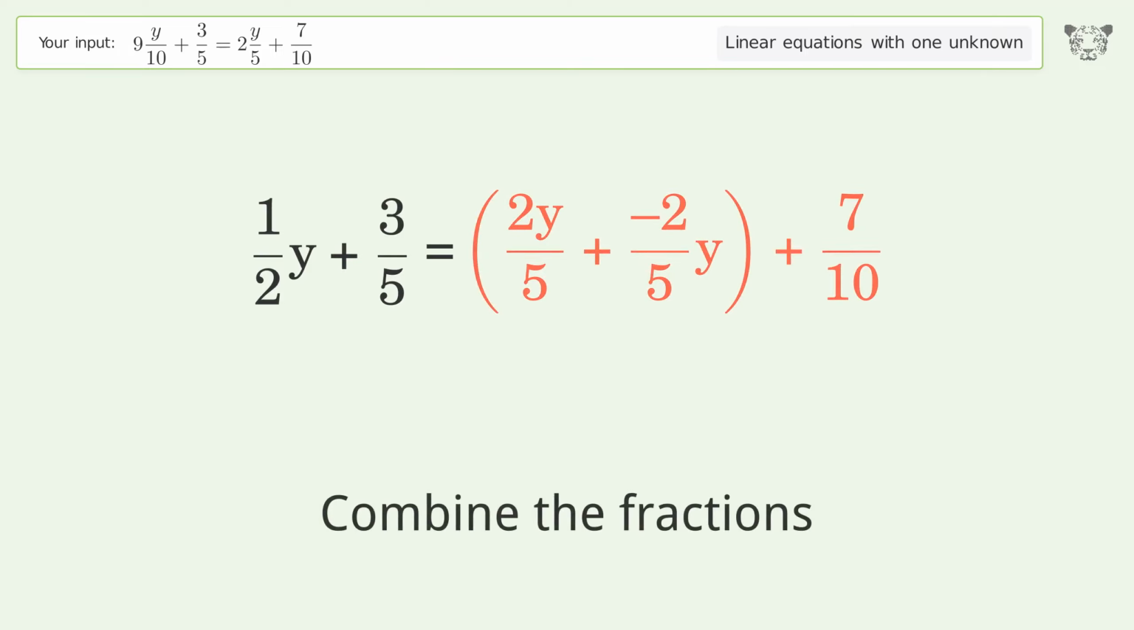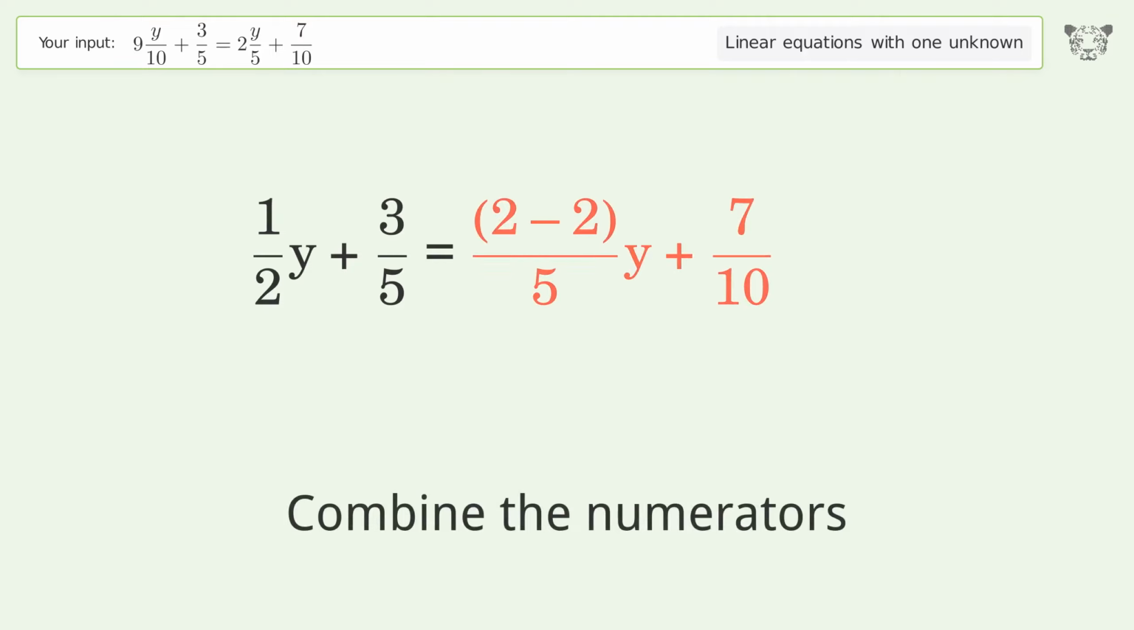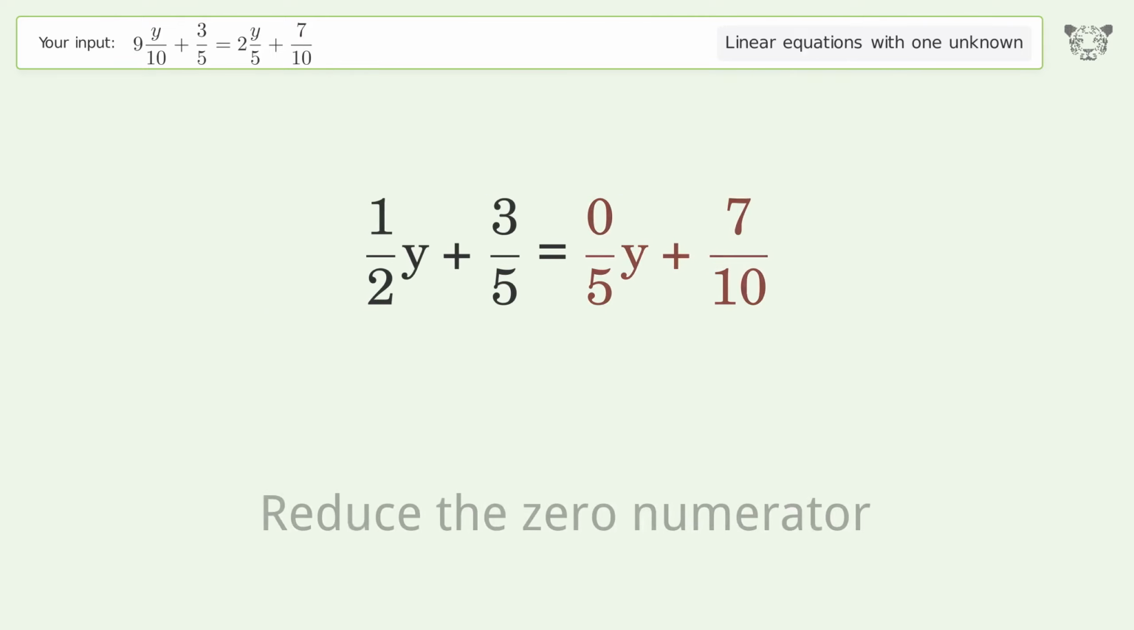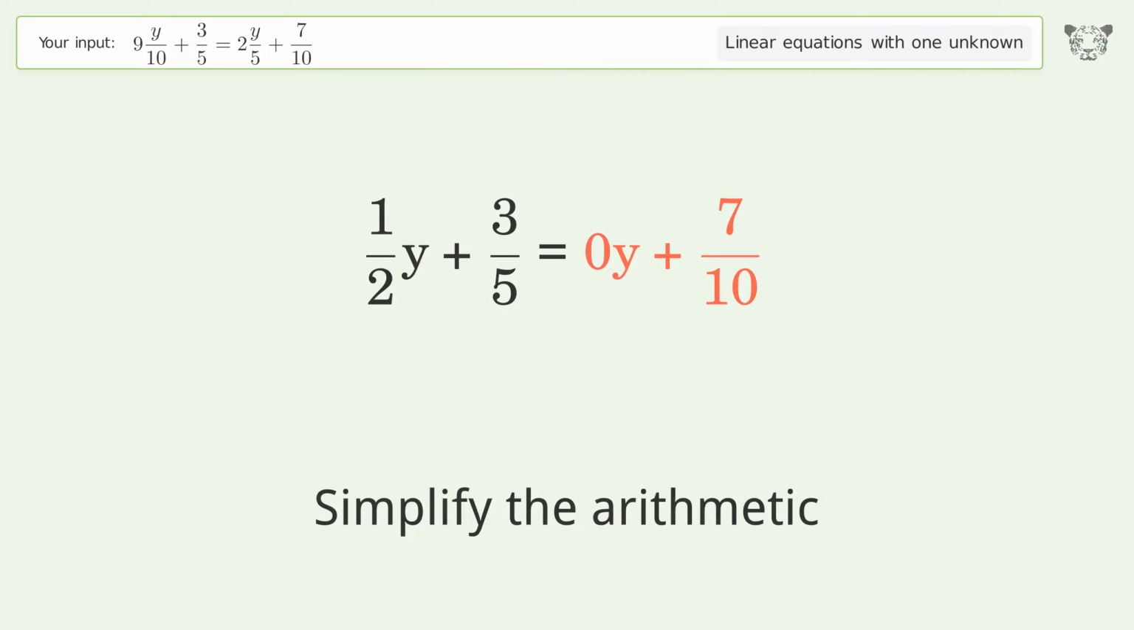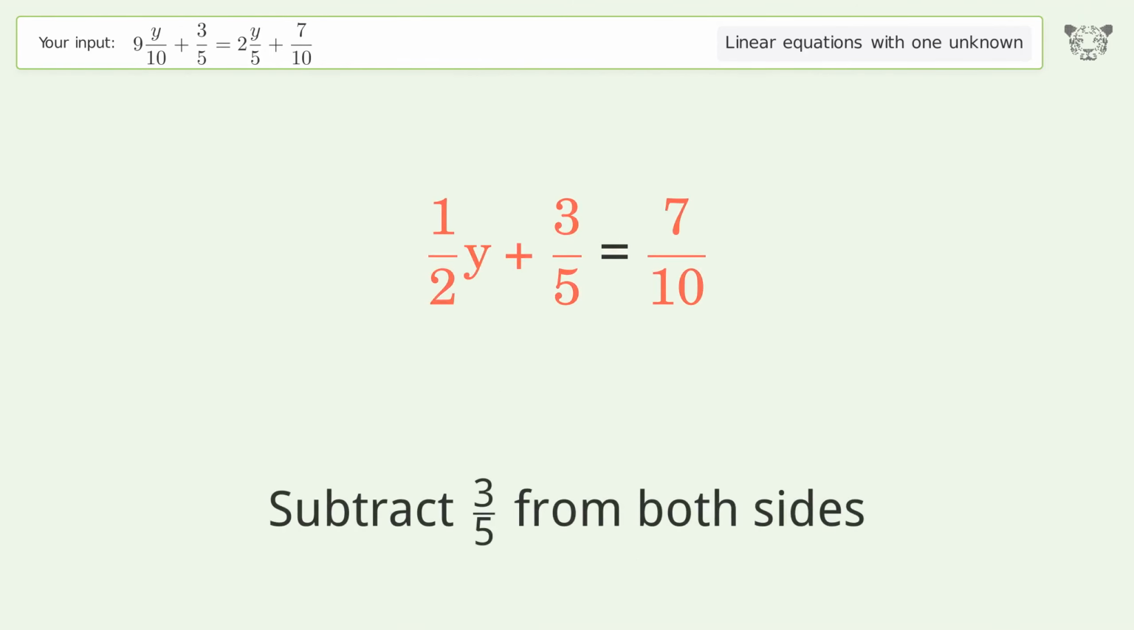Combine the fractions. Combine the numerators. Reduce the zero numerator. Simplify the arithmetic. Group all constants on the right side of the equation. Subtract 3 over 5 from both sides.